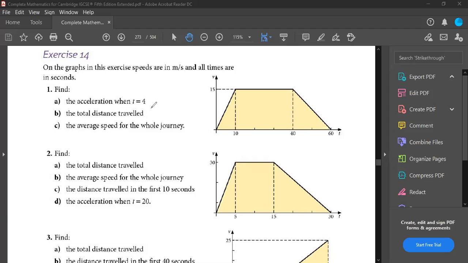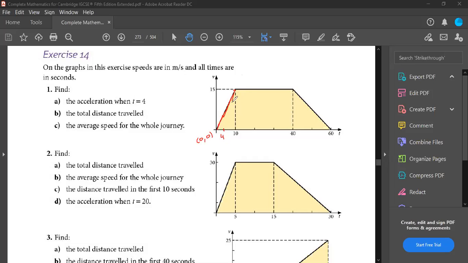Accelerates when time t equals 4. The 4 is over here, and it's somewhere there. We don't know. We need to calculate the acceleration for this line segment. Now, how can we calculate the acceleration? We said we need to find the gradient, right? Yes. Find me 2 points so I can find the gradient. 0, 0. Okay.